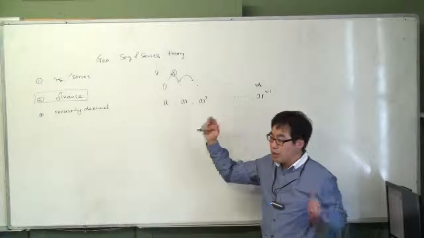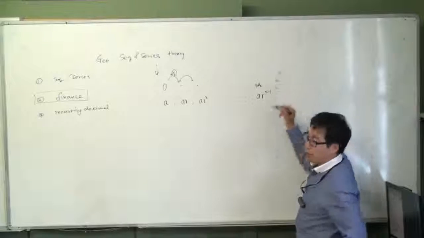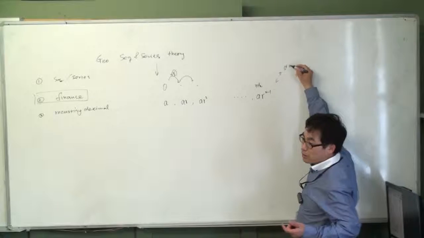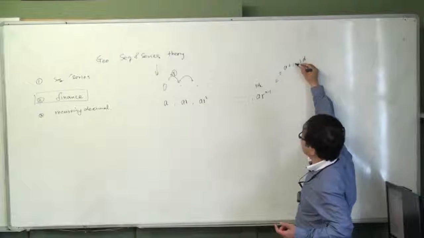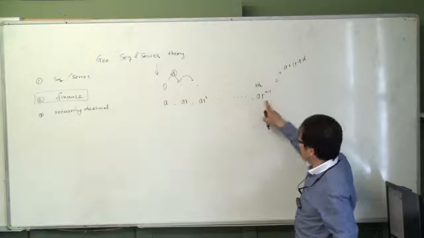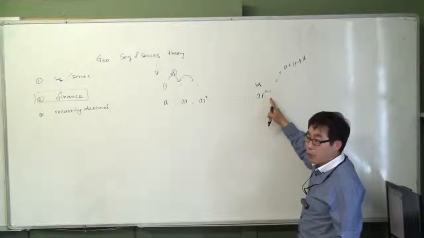So remember, it goes together with the formula in arithmetic sequence. In arithmetic sequence, it's adding. The common difference is added how many times? n minus 1. Geometric sequence, how many times multiplied? n minus 1.